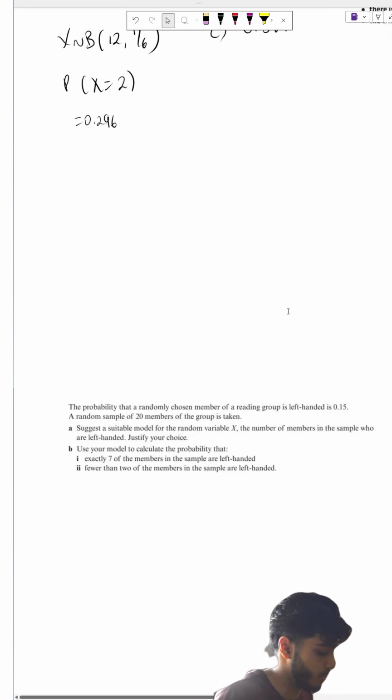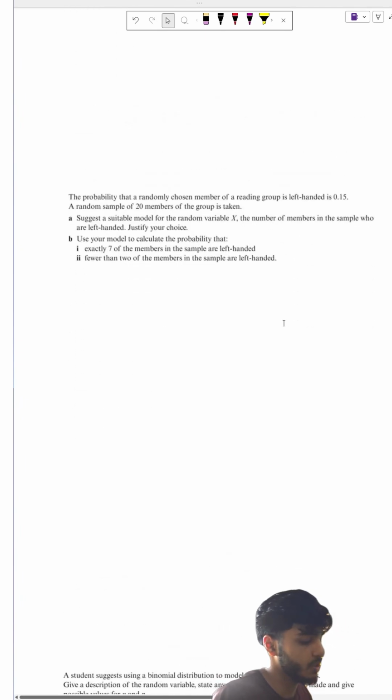So I'm going to go down more and let's look at this question. The probability that a randomly chosen member of the reading group is left-handed is 0.15.